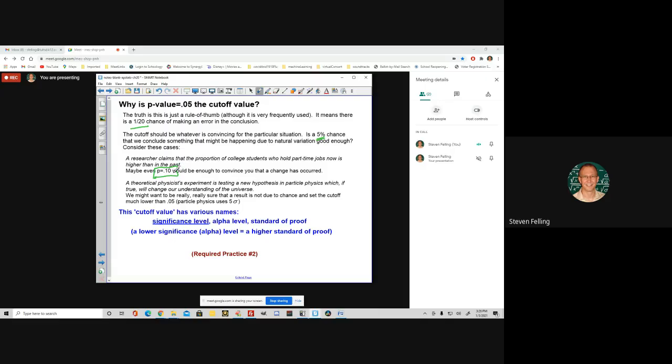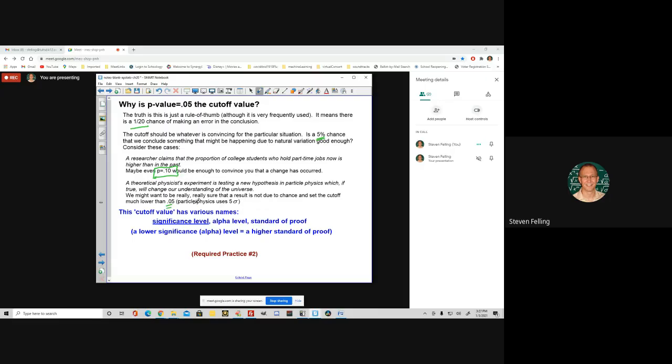But on the other hand, if you're trying to do something that's extremely important, like assessing something for the safety of an airplane, let's say, or I'll give you another example. A theoretical physicist experiment is testing a new hypothesis in particle physics, which, if true, is going to change our understanding of the universe. Well, you don't want there to just be a 1 in 10 chance of that happening randomly and us concluding that that's true. So we would have to go with something a lot lower, even than 5%.